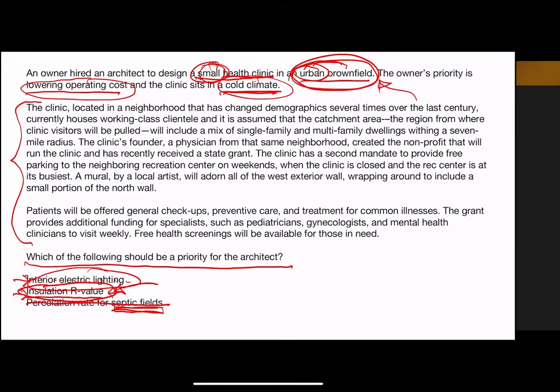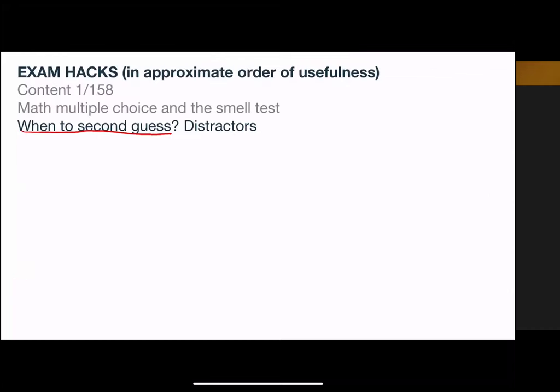You should absolutely second guess yourself in that situation because you're likely to get it wrong if you don't. But if you're overly nervous because of some distractor, definitely do not second guess yourself.